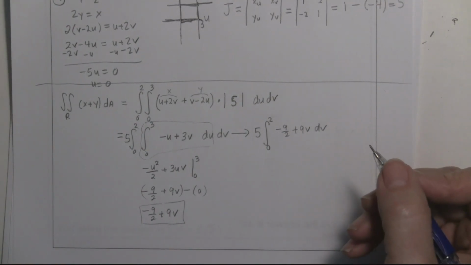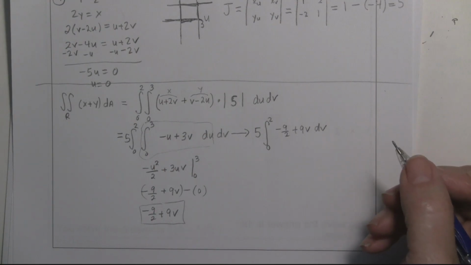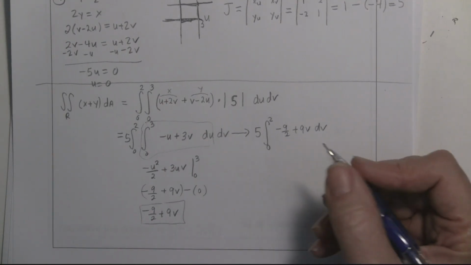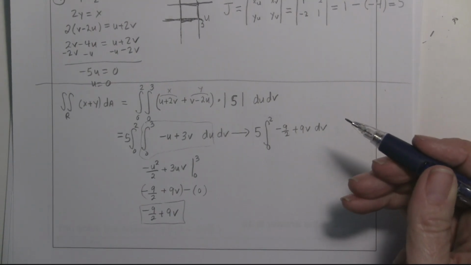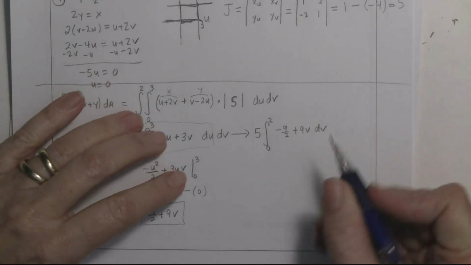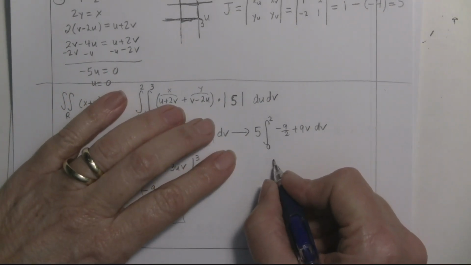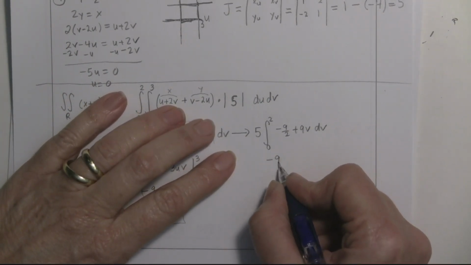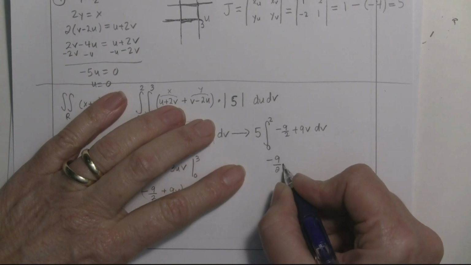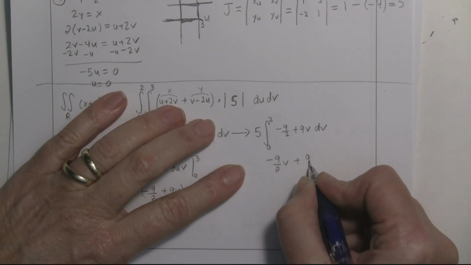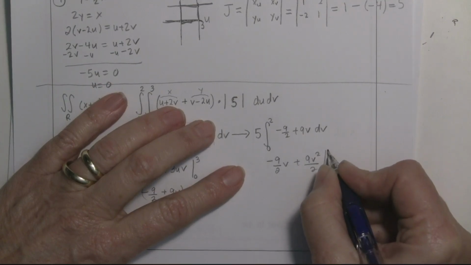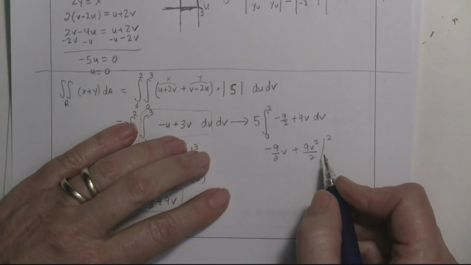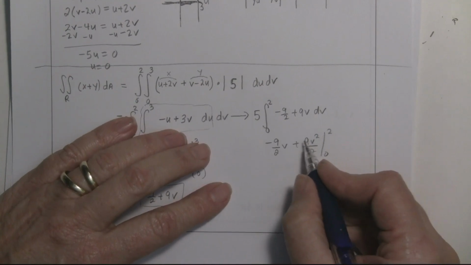Now, some people might tell you that you have a 9 in common, and so you could pull out a 9 from both of them. And certainly, you're right on that. I probably wouldn't, but whatever, you can do your own algebra. So this is negative 9v over 2 plus 9v squared over 2 from 0 to 2. And I haven't forgotten the 5. I'm going to multiply by 5 at the end.